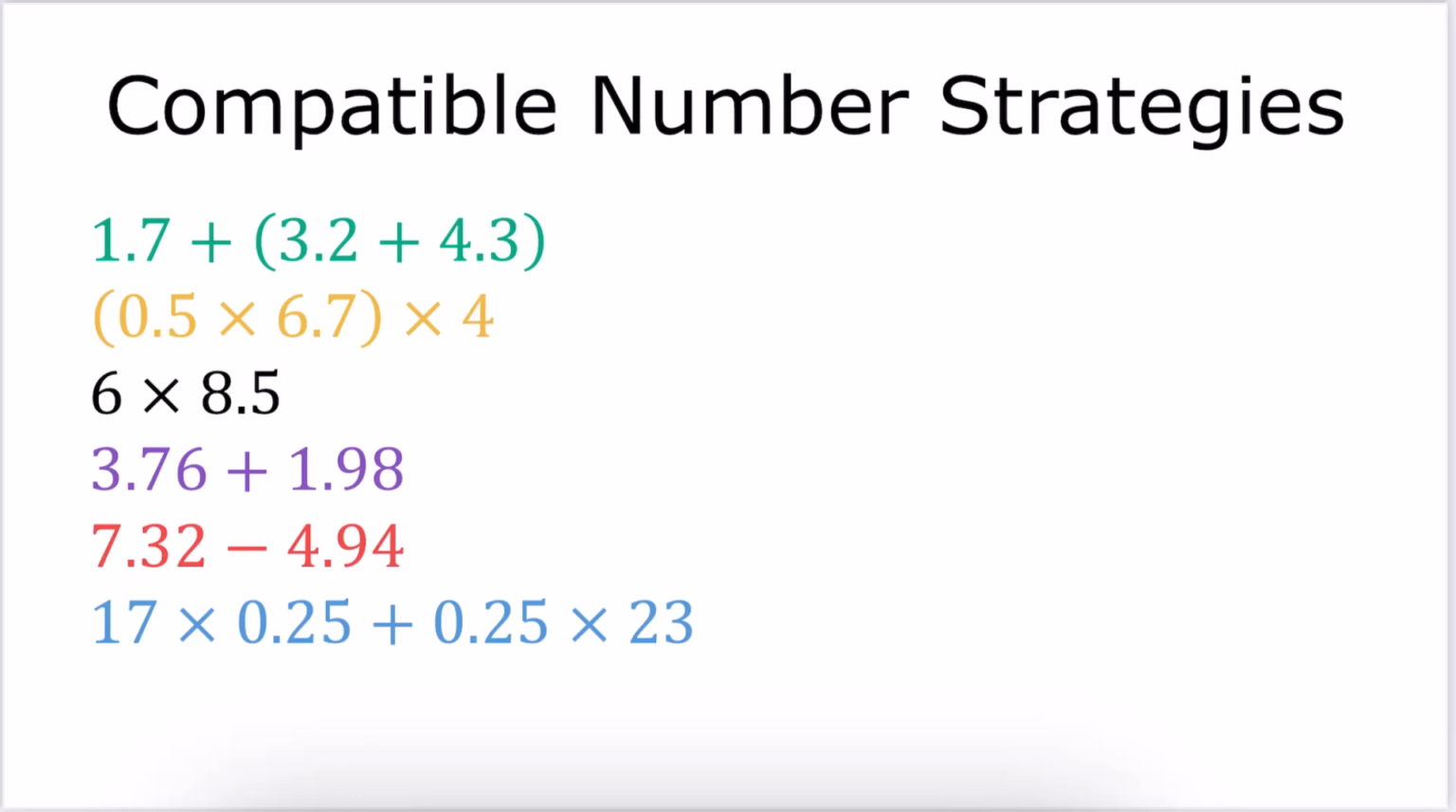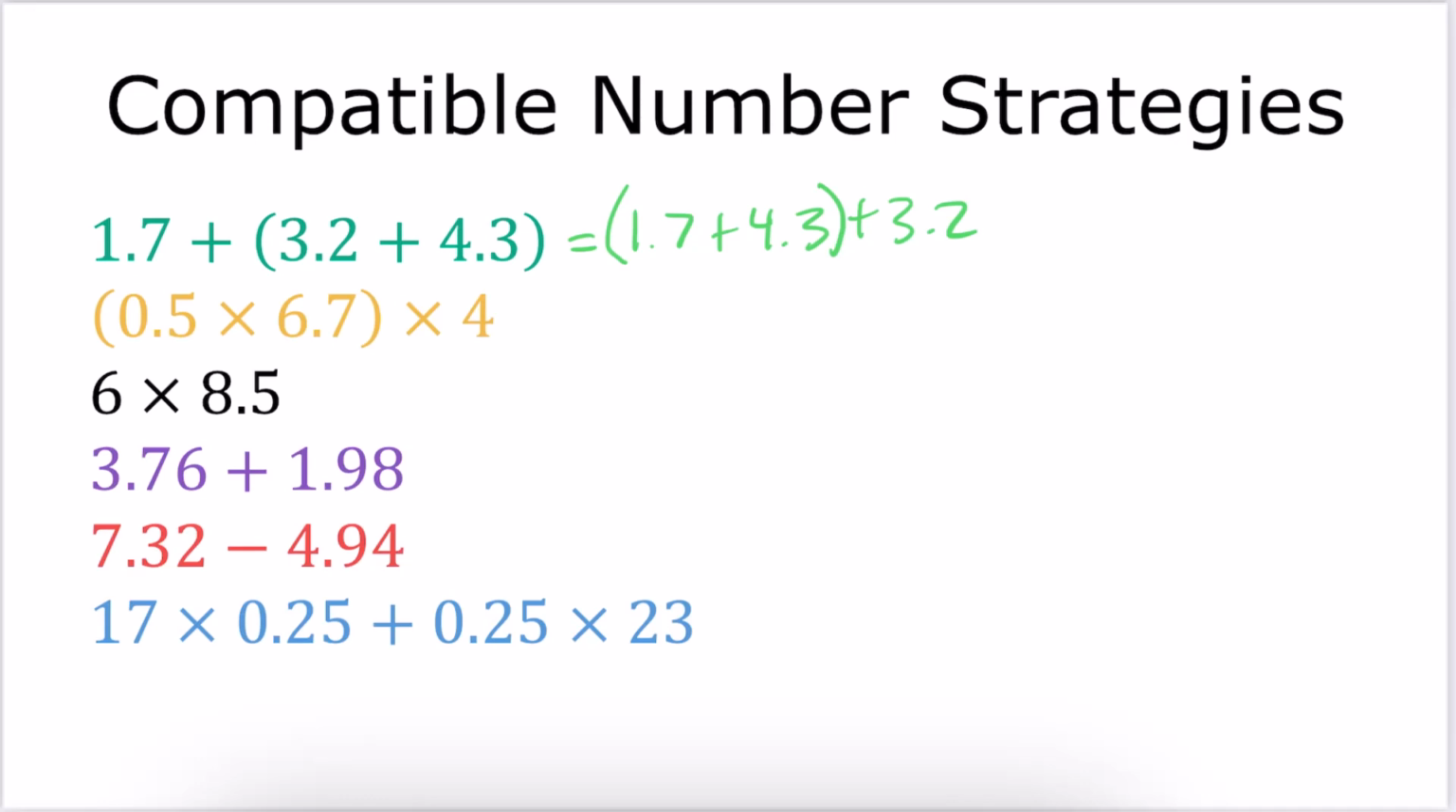Like, for example, if we had 1 7/10 plus 3 2/10 plus 4 3/10, well, we could use the commutative property to think about this as 1 7/10 plus 4 3/10 plus 3 2/10. And then we could also use the associative property to add these two numbers together first. And the reason you might want to do that is because when you add those two numbers together, you get a whole number. Because 7/10 plus 3/10 is going to be 10/10, which is a whole.